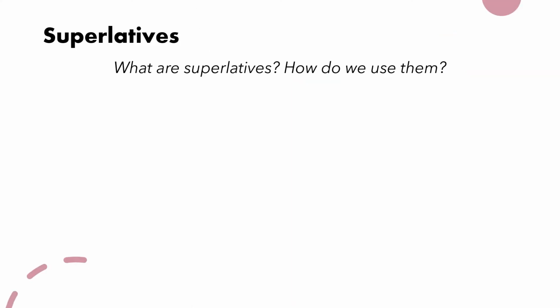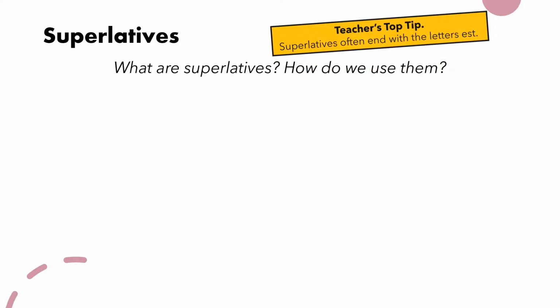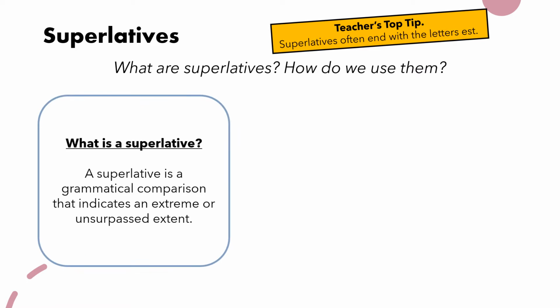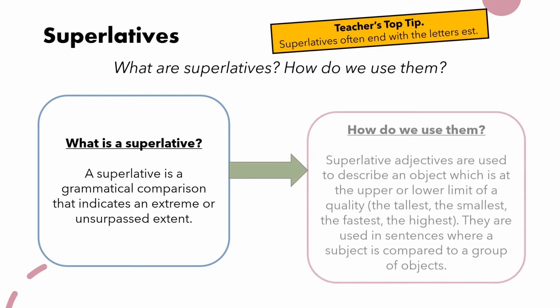So what are superlatives and how do we use them? First of all, we're going to look at the dictionary definition, and I'm going to explain what this means in simple terms. So what is a superlative? A superlative is a grammatical comparison that indicates an extreme or unsurpassed extent. Essentially, what this means is a superlative is an adjective that indicates whether something is the highest or lowest extent of something.